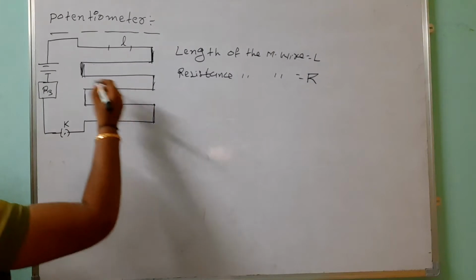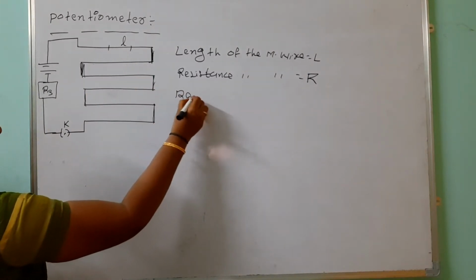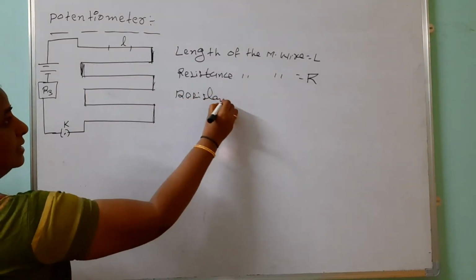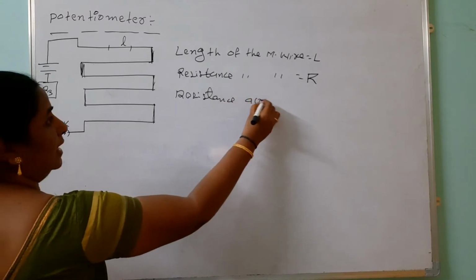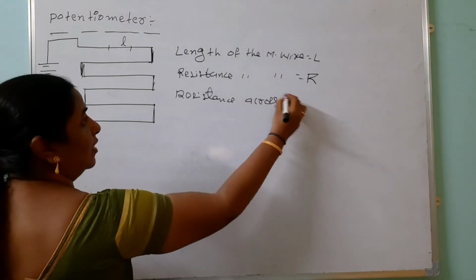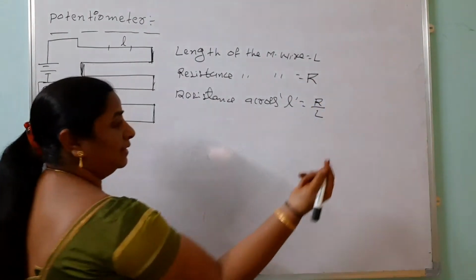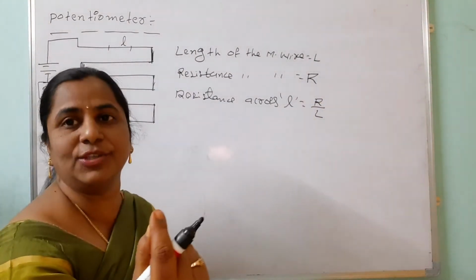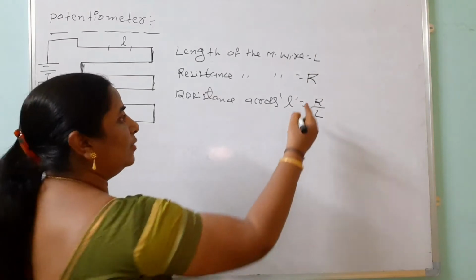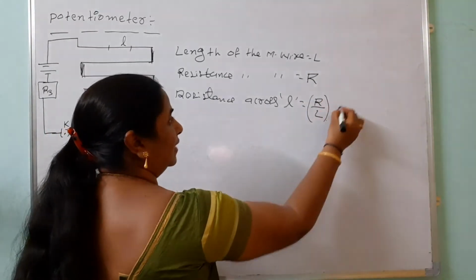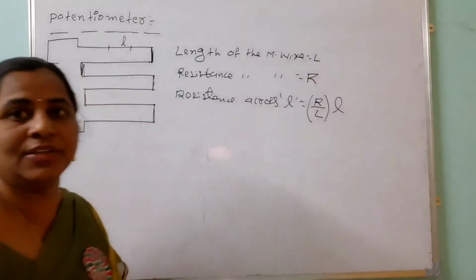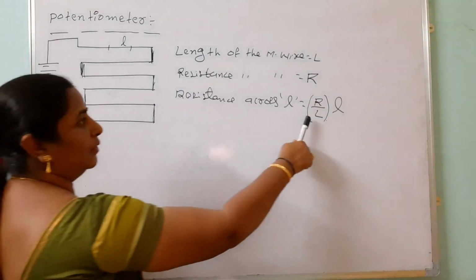Then the resistance across length L is how much? Total resistance divided by total length gives the resistance of each unit. How many units do we want? We multiply by L units. So don't forget, it's a very important point.